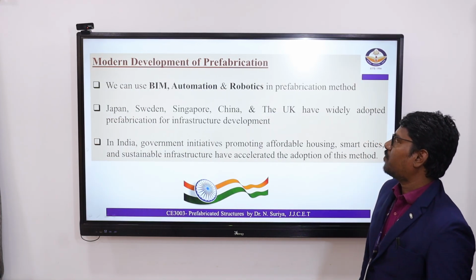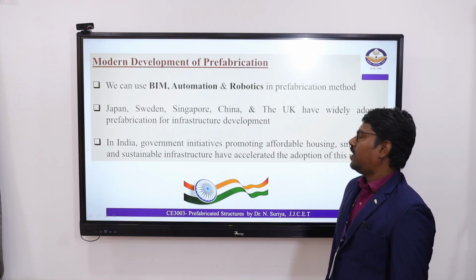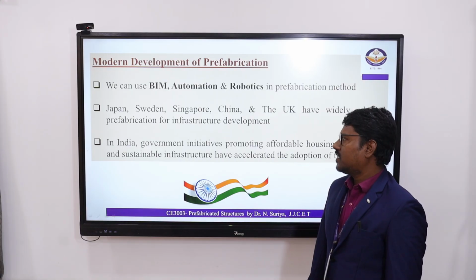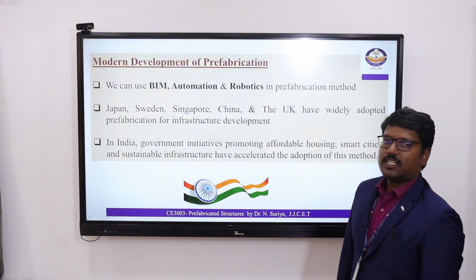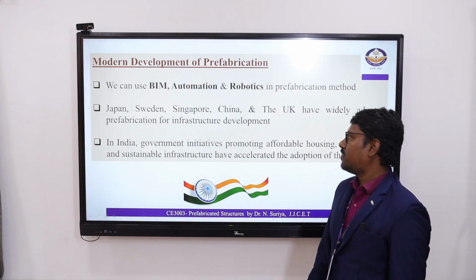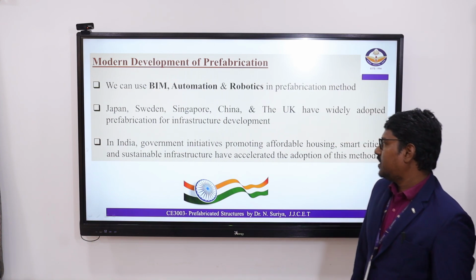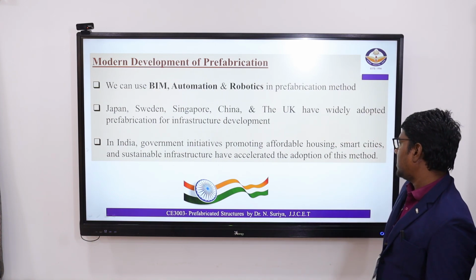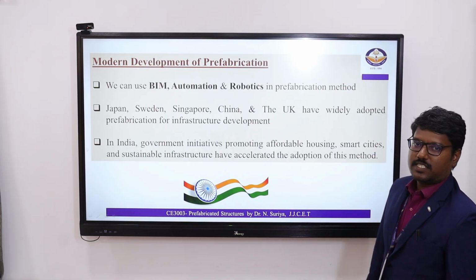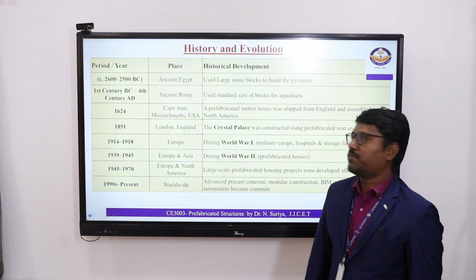Next, modern development of prefabrication. Nowadays we can use BIM, automation and robotics in the prefabrication method, and countries such as Japan, Sweden, Singapore, China and the UK have widely adopted the prefabrication method for their infrastructural developments. In India, government initiatives promoting affordable housing, smart cities and sustainable infrastructure have accelerated the adoption of this method.